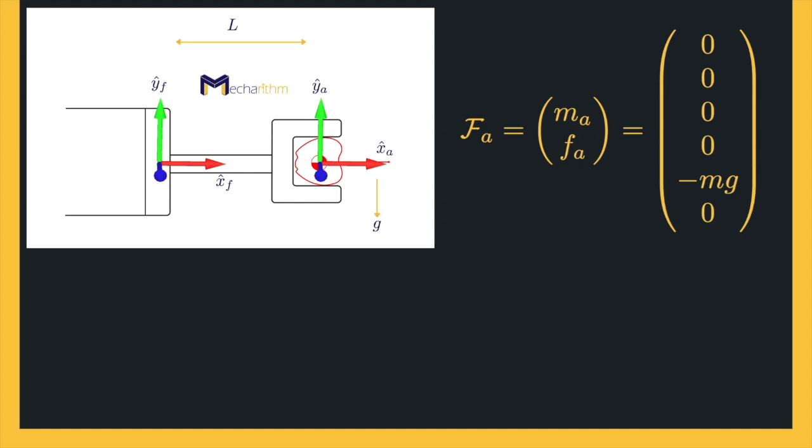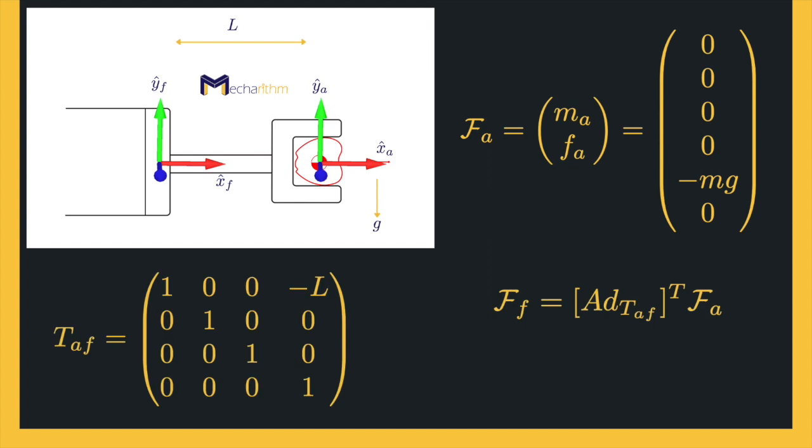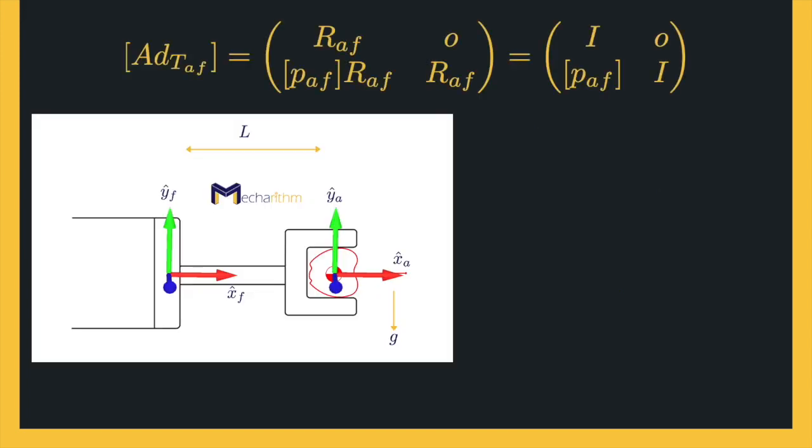To transform this wrench to the force sensor coordinate frame, we must calculate the adjoint transformation. And in order to calculate the adjoint transformation, we need the configuration of the force sensor frame relative to the apple frame. We can calculate that matrix as this matrix. Then, referring back to the velocities in robotics lesson, we can calculate the adjoint transformation as this matrix.